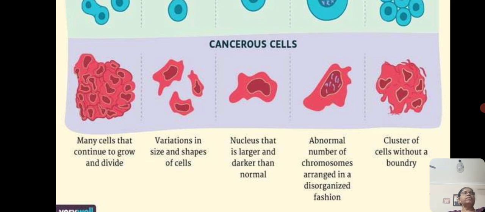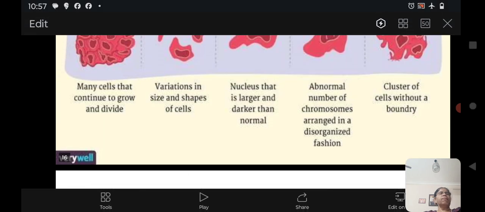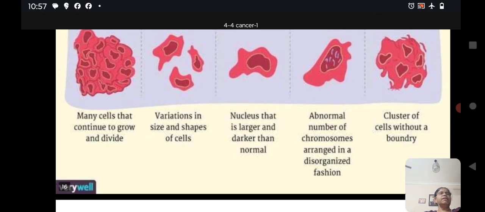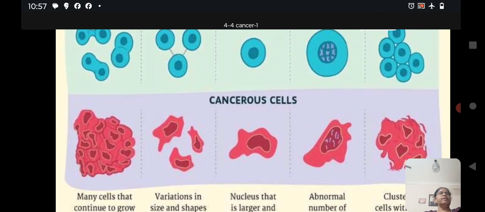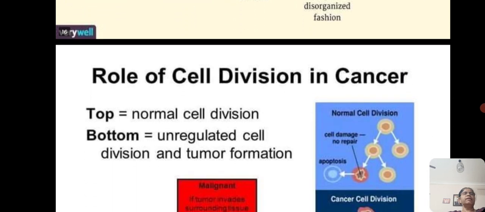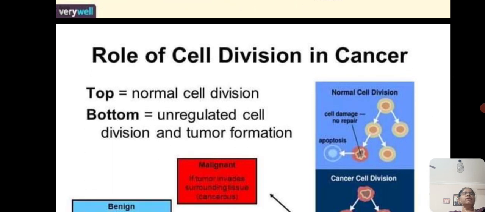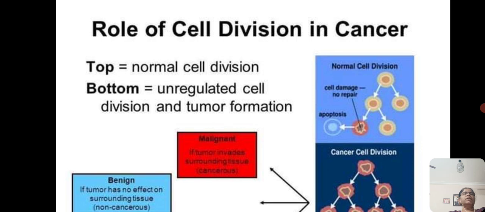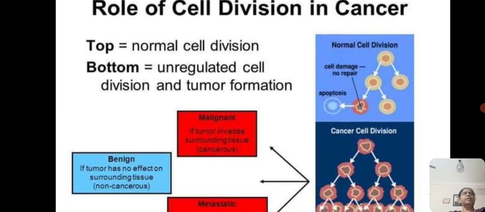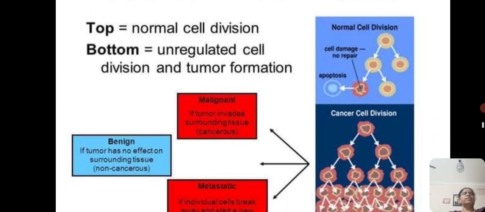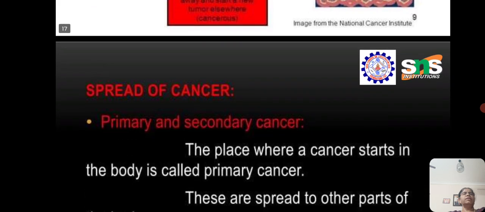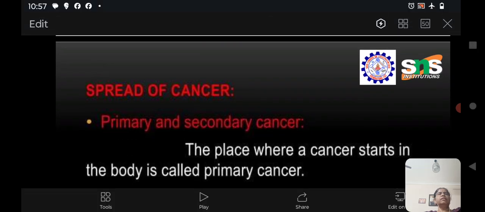So cancerous cells are irregular. The rows of cell division in cancer: normal cell division, unregulated cell division, and the tumor cell division. Now, spread of cancer, how the cancer gets spread.